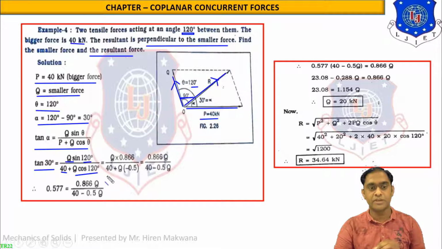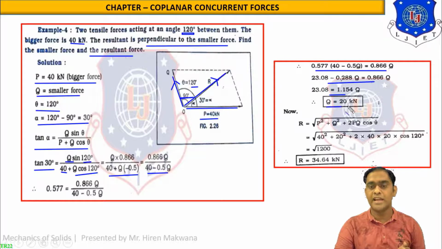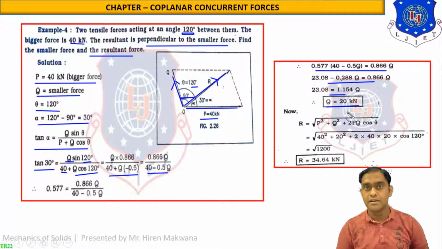By simplification in the scientific calculator, cross multiplication, simplification like this, by doing a number of steps, you will finally get Q equal to 20 kilonewton. Remember this, after the decimal point, you must take 3 to 4 digits in your calculator so that you can get the perfect answer, like Q equal to 20 kilonewton. Otherwise, the answer will vary from my answer.